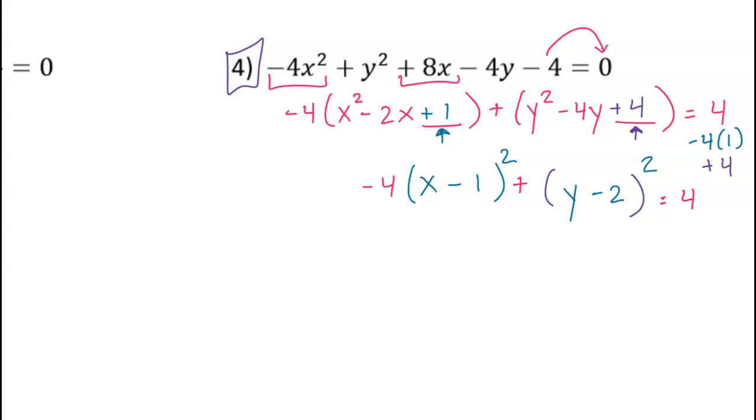But this is not yet a hyperbola. What is the last step we do here? Just like we did with ellipses, what do we have to do? Yes, we have to get the right-hand side equal to 1. So we divide everything by 4.